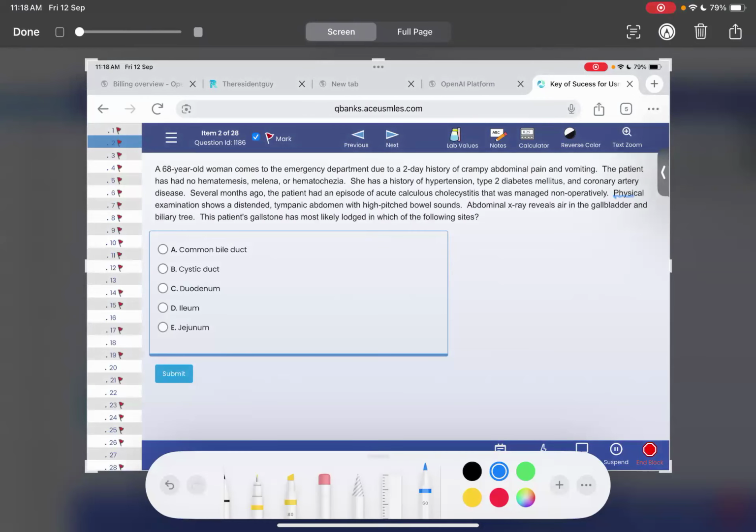The physical examination showed distension. So whenever distension comes, it means there is obstruction in the bowel. Number one. Okay. X-ray abdomen reveals air in the gallbladder and biliary tree. What does it indicate?